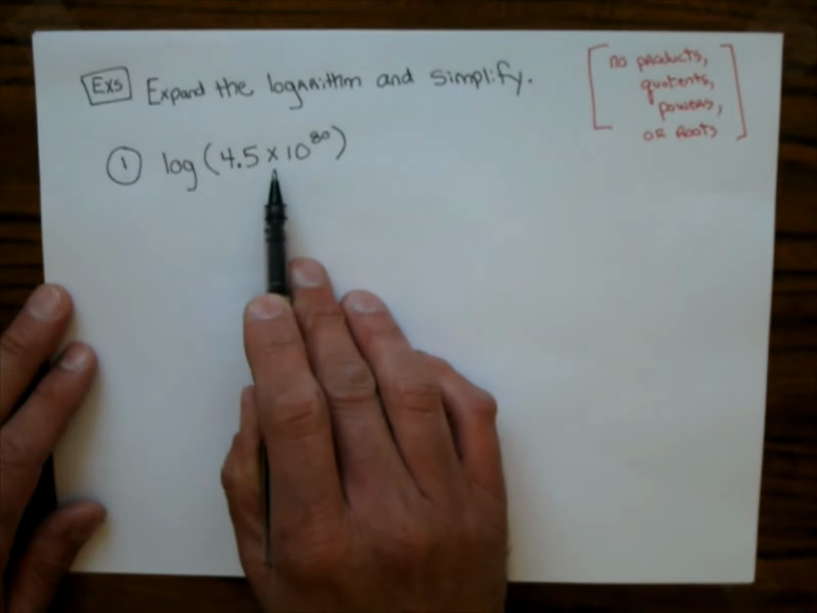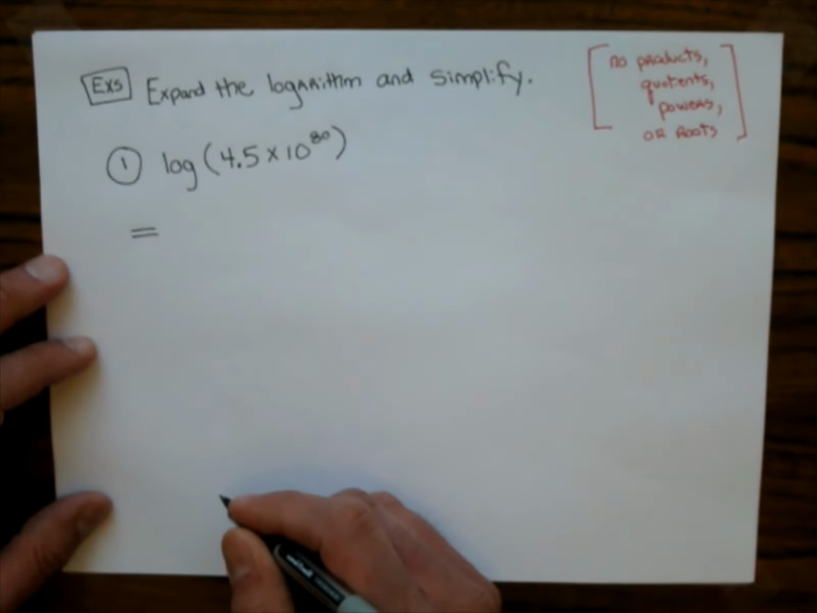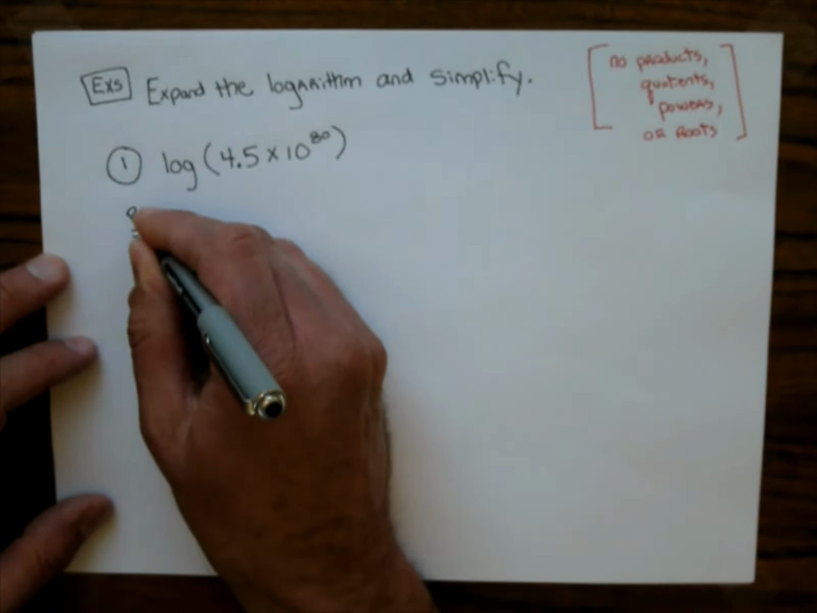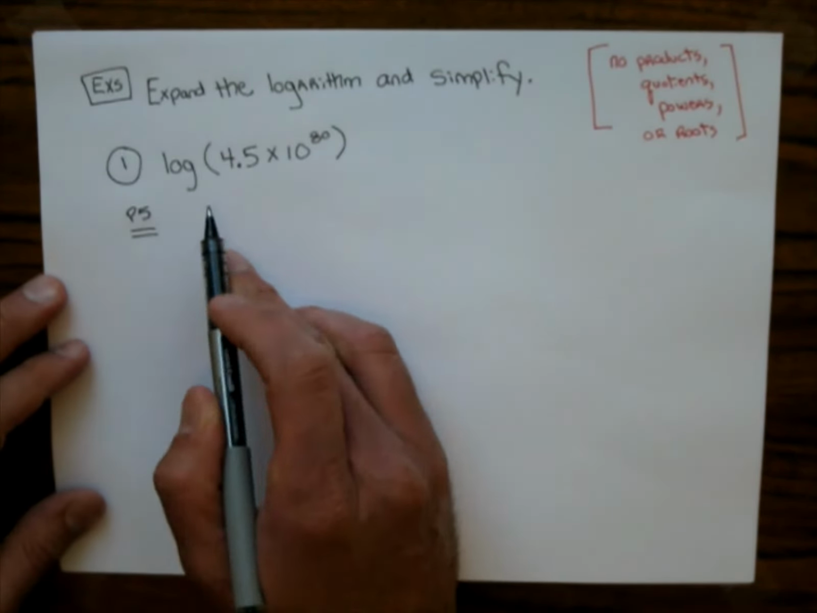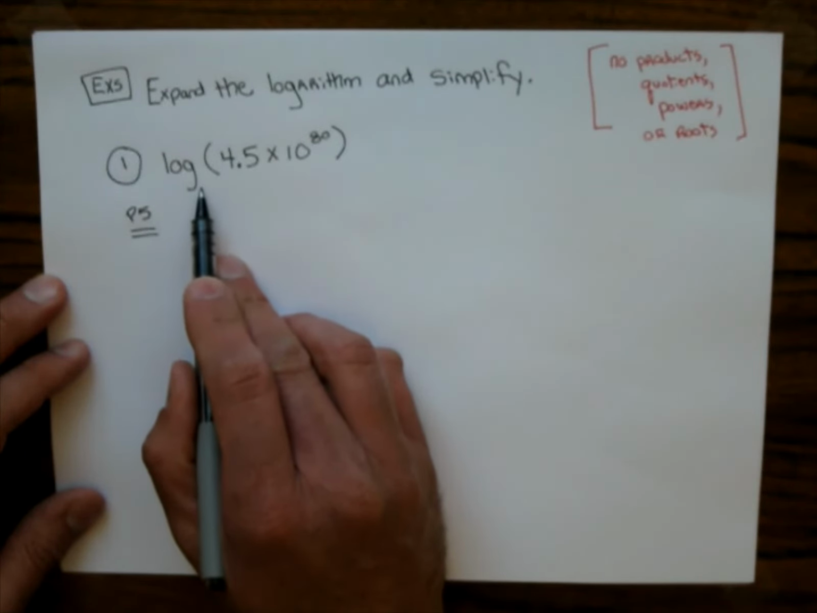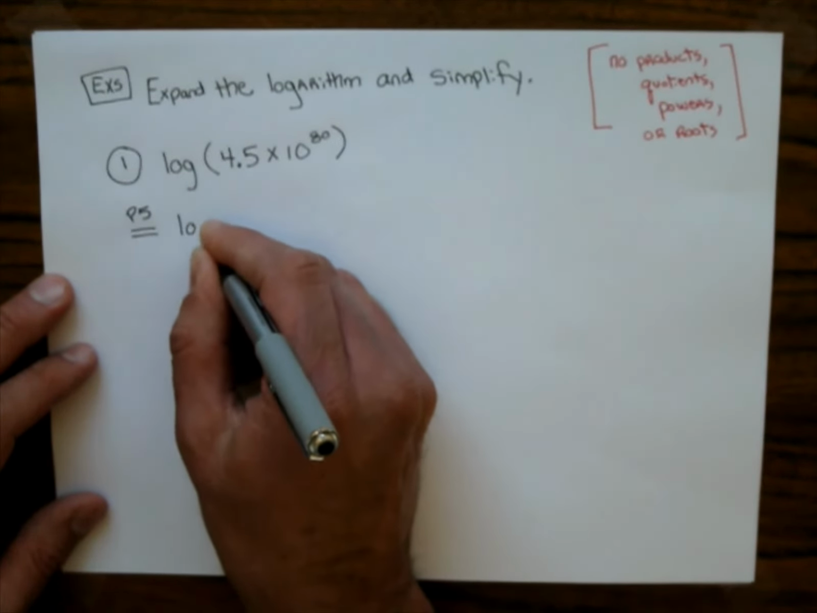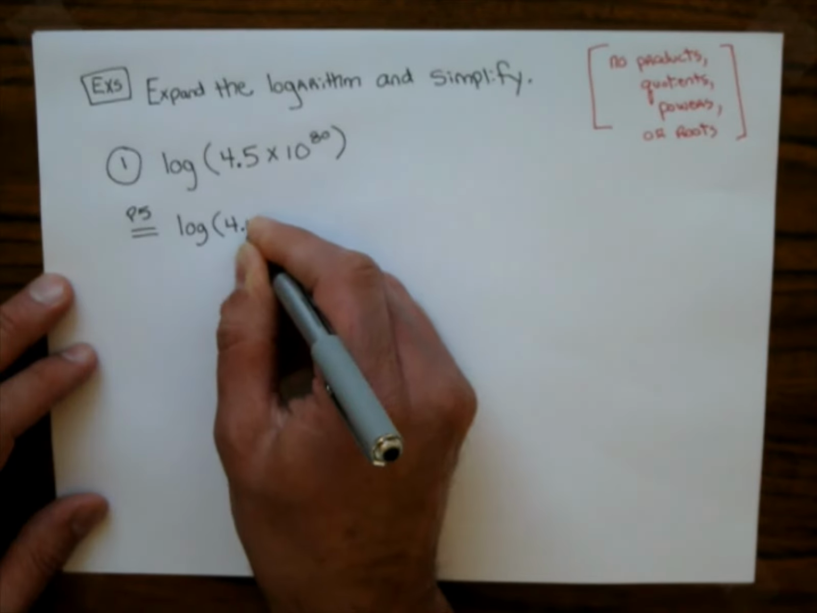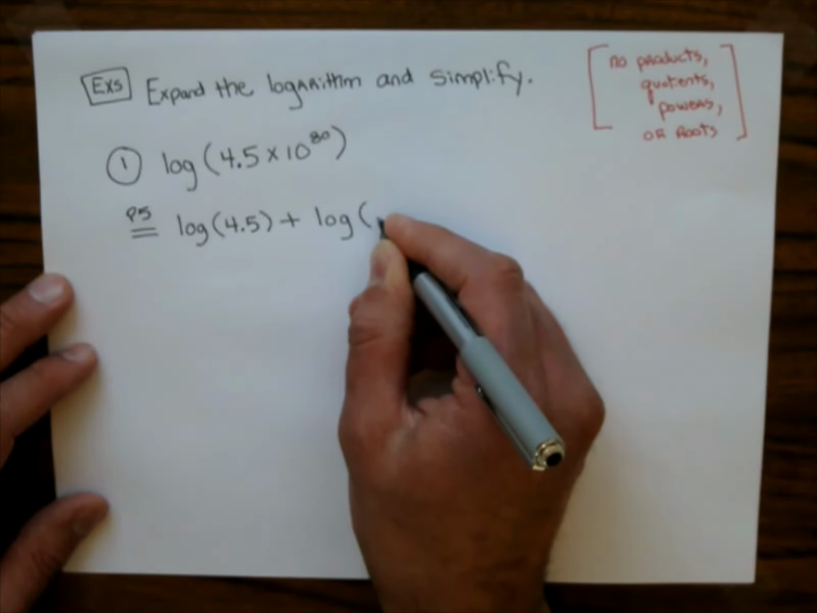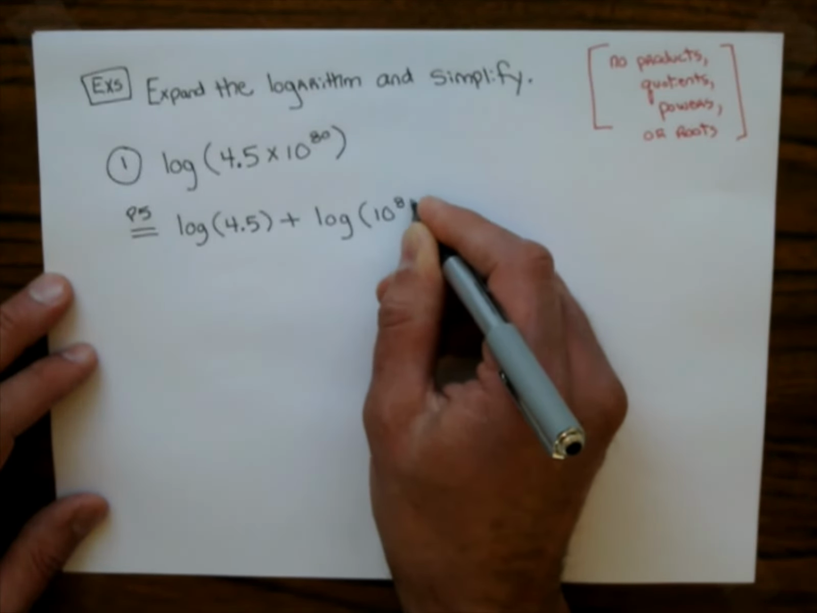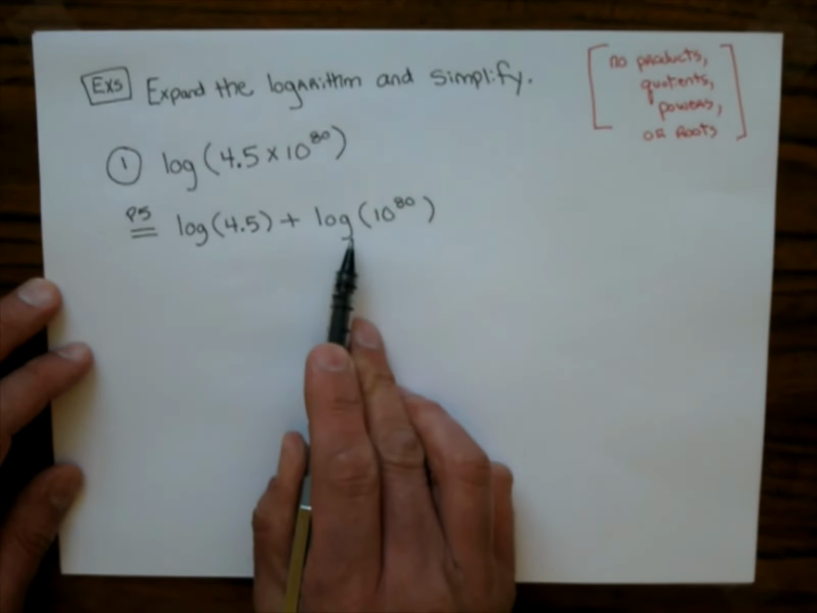And look what we have here. We have a product. So we're going to use the product rule, which is called property 5. I'll put property 5 here, but really it's more important that you understand that it's called the product rule. The base on the log is 10 because it's not written, so there's your common logarithm. And we're going to write this as log 4.5 plus log 10 to the 80. Once again, those bases on those logs are 10.